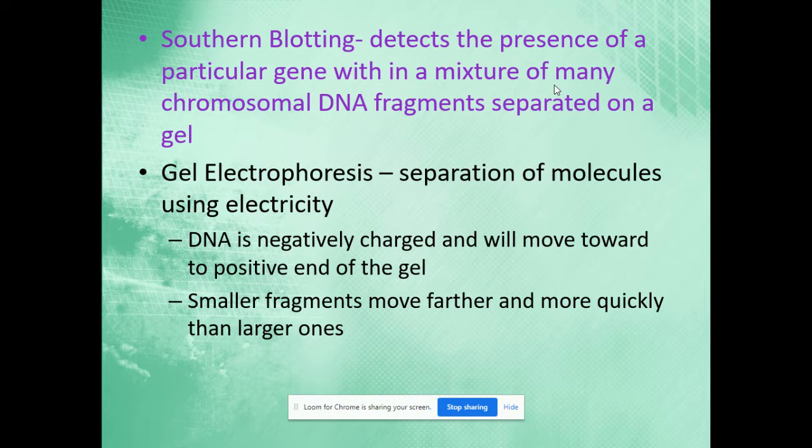Southern blotting is going to detect the presence of a particular gene within a mixture of many chromosomal DNA fragments separated on a gel, which is gel electrophoresis. You may or may not have done an experiment like this in biology. They're normally very expensive, but you've probably read a gel electrophoresis chart. It's a separation of molecules using electricity. So they're put into this gel and they're charged, and then the DNA molecules will move from one end of the gel to the other end. The smaller fragments are going to move farther away, and this is used for DNA fingerprinting.